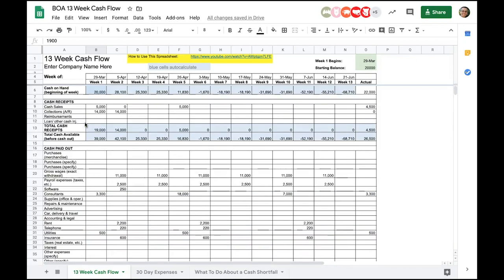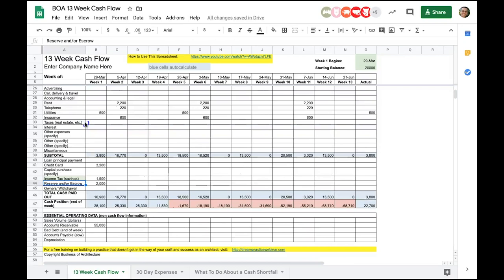So that's what that is here. This right here, this $2,000 reserve and/or escrow, this would be basically if you're building up a reserve account, hopefully you're saving a little bit every month to save for a rainy day. That's where you're pulling out the money here.